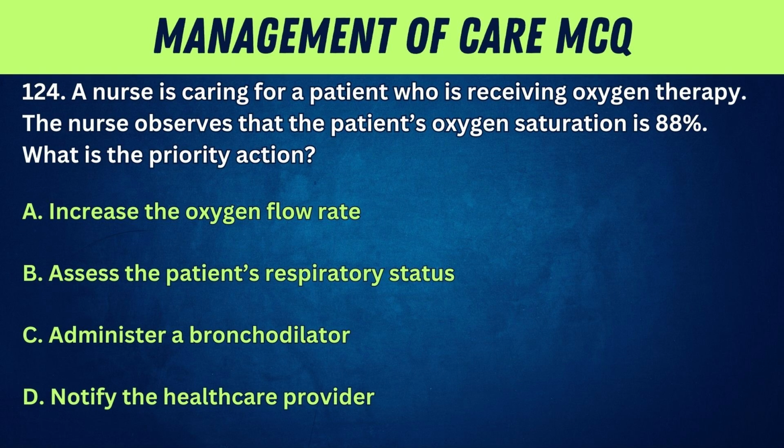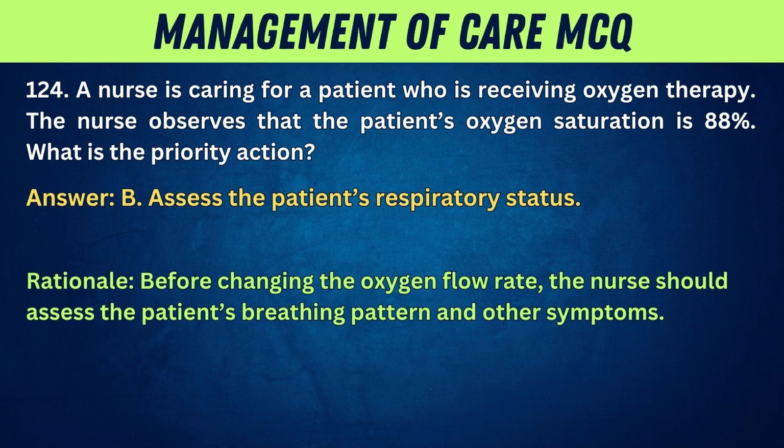124. A nurse is caring for a patient who is receiving oxygen therapy. The nurse observes that the patient's oxygen saturation is 88%. What is the priority action? A. Increase the oxygen flow rate. B. Assess the patient's respiratory status. C. Administer a bronchodilator. D. Notify the healthcare provider.